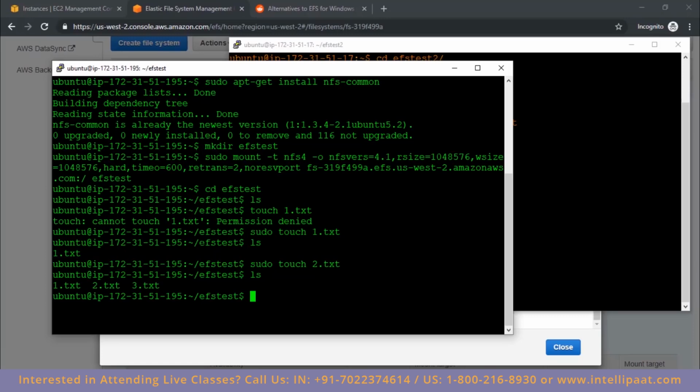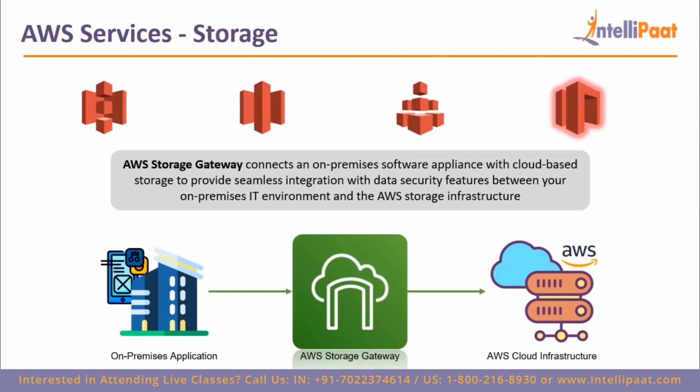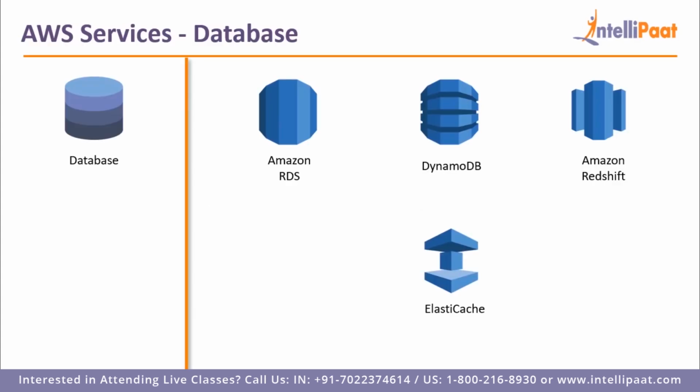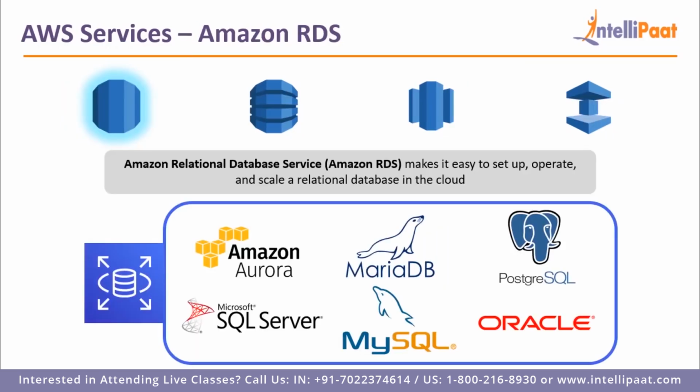All right. So let's come back to our slides, guys, now. We discussed what S3 is, what Glacier is, what EFS is, and what Storage Gateway is. Our next set of services belong to the database domain. So let's go ahead and understand these services. The database domain comprises these database services in AWS. The first is Amazon RDS. Then we have Amazon DynamoDB, Amazon Redshift, and in the end, ElastiCache. Let's understand these services one by one, starting off with Amazon RDS.